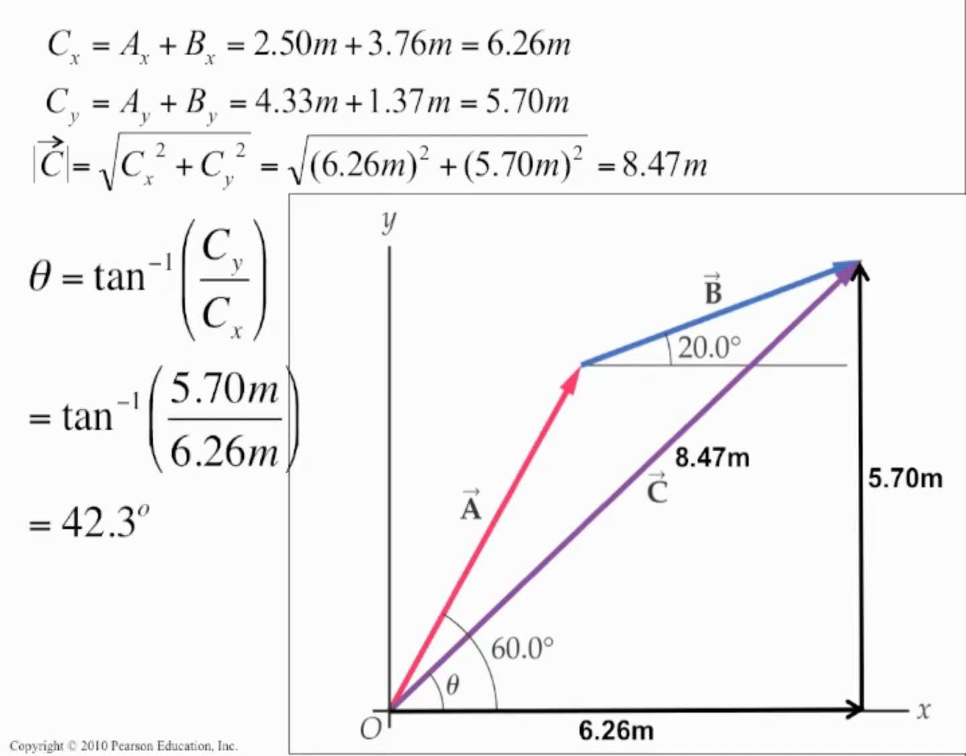And finally, to find theta, we do inverse tangent of C sub y over C sub x, since C sub y is the opposite and C sub x is the adjacent. That's 5.70 meters over 6.26 meters, and we're left with 42.3 degrees. And I've labeled it now on the graph, 42.3 degrees. Okay, so by using component addition, we were able to come up with first the components of the resultant, and then finally the magnitude and direction of the resultant.